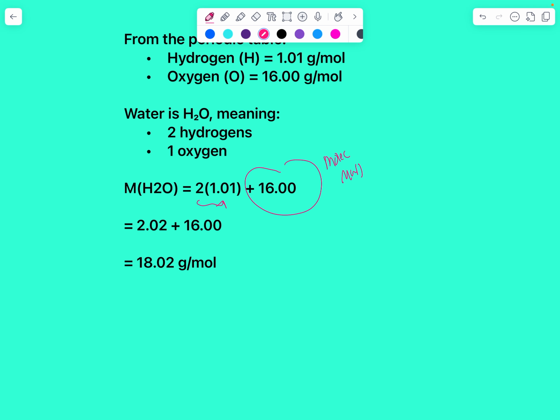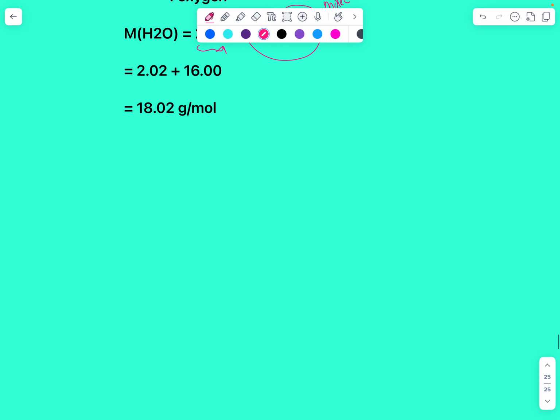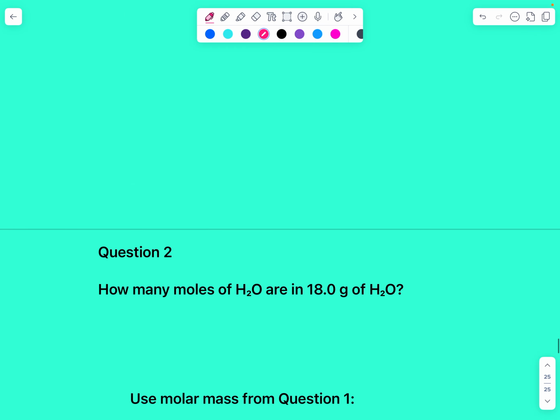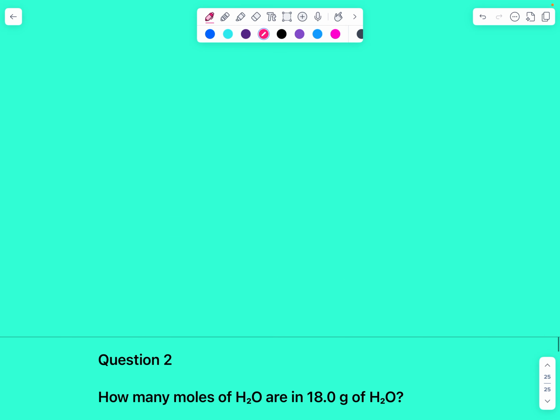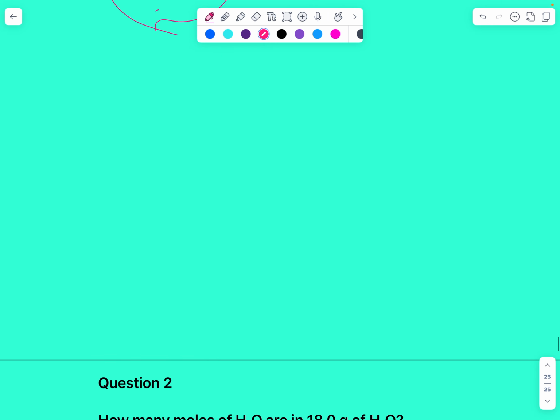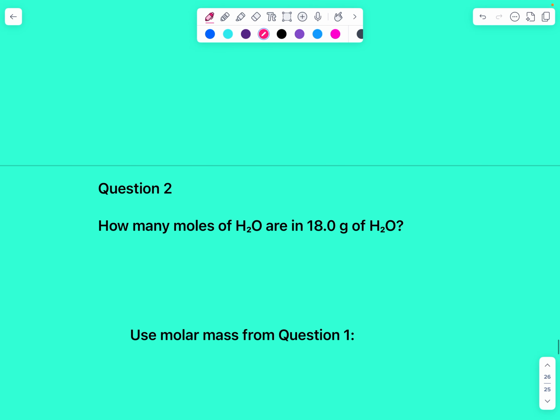Molar mass tells us how many grams are in 1 mole of a substance. We need this for every gram to mole conversion in stoichiometry. Let's look at practice problem 2, which is a little bit harder, and it'll get harder as we go on. How many moles of H2O are in 18.0 grams of H2O? We're going to use the molar mass from question 1, which we calculated to be 18.02 specifically. So we start with what they gave us.